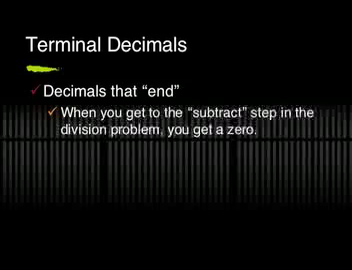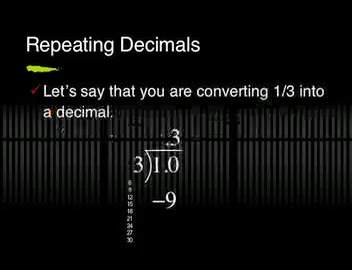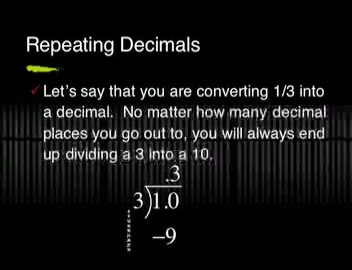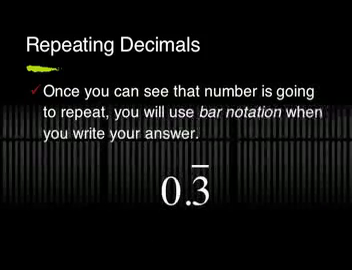Terminal decimals are decimals that end. That means that when you're doing the subtract step in your long division, eventually you get to a place where there's a 0, and then the next number that you would bring down is 0. Repeating decimals just keep on going. You can see that I've started my 3 goes into 1 here, and I've got a 0.3 on the top. It's going to continue to be a 3 forever and ever more. Once you see that that number is going to repeat, you will use bar notation when you write your answer.